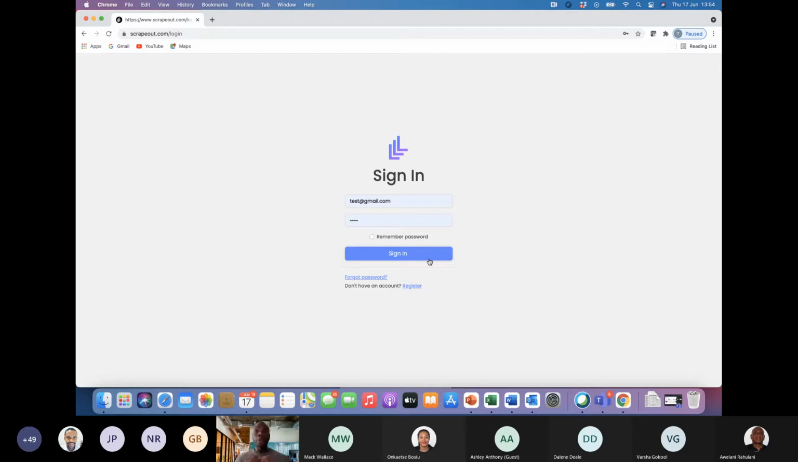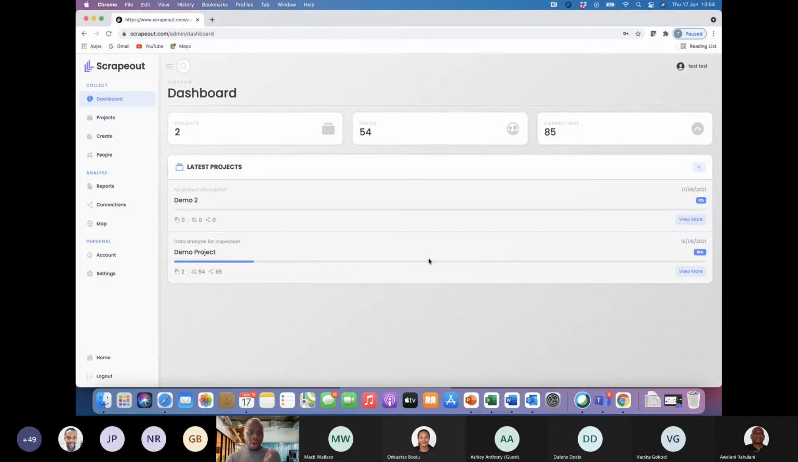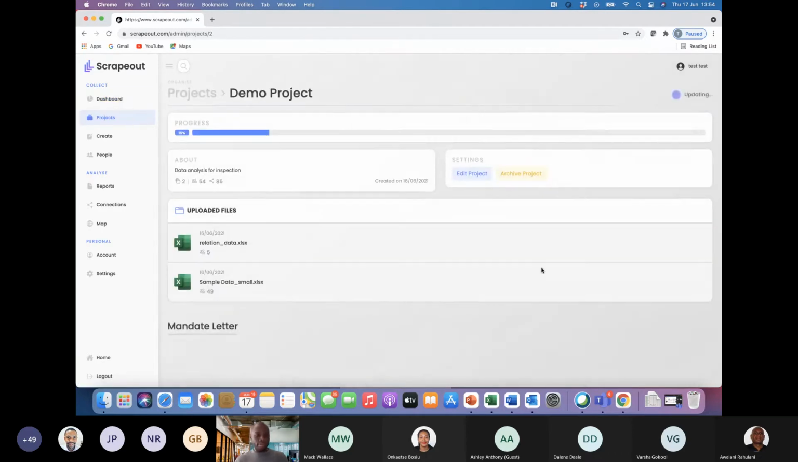So we can expose an API with all the results that they want to consume onto their own platform. So you would sign in. Okay, so obviously I've created a few projects. When you create a particular project, what it will then require from you, let me just show you, is basically the data that's attached to that project.